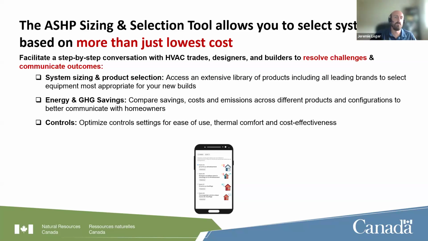And once we use the app, it gives us some outputs on energy and greenhouse gas emission savings, comparing savings from different systems that we're interested in comparing. So we're able to communicate that performance back to the homeowners. We'll also be able to investigate controls as part of that, and look at how different control approaches might influence the cost effectiveness of a different approach in terms of your operational costs.